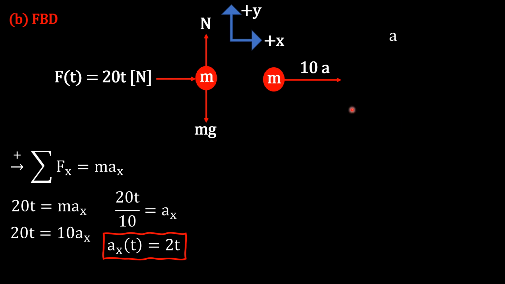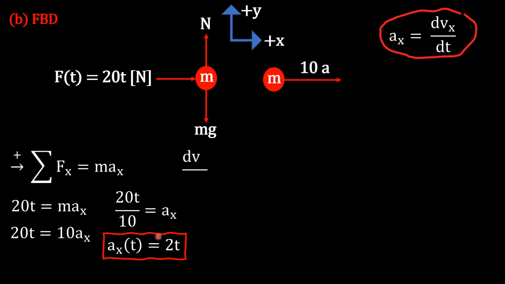So here we know that acceleration is the change in velocity over time. We can use this relationship in this equation. So we can rewrite this expression as delta v in the x direction over delta t equal to 2t. We can take delta t, move it to the other side of the equation, and it becomes delta v in the x direction equal to 2t delta t.